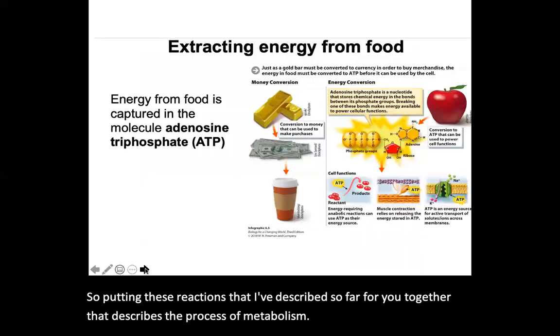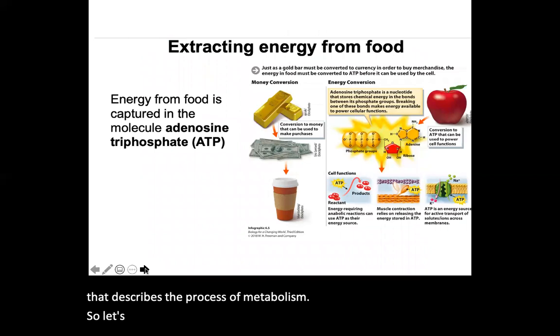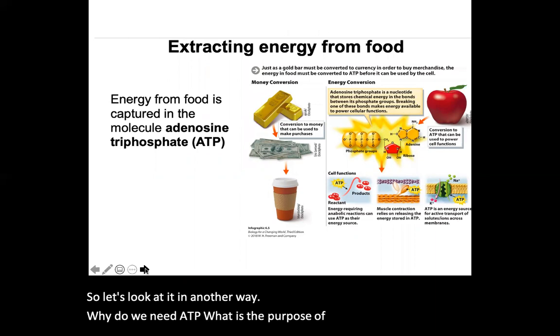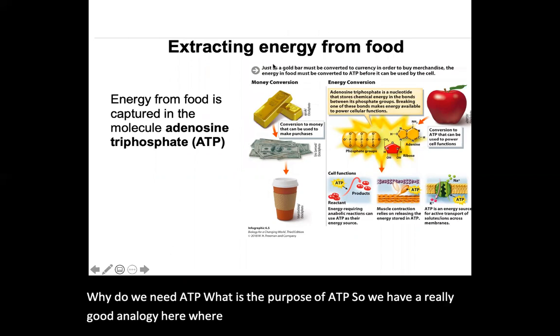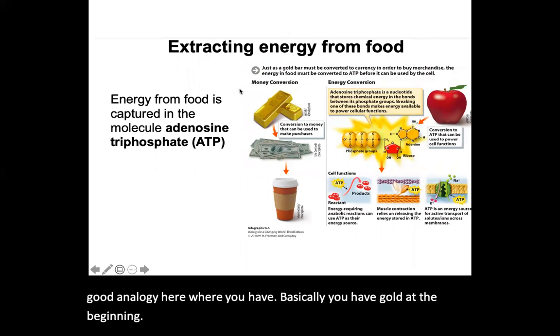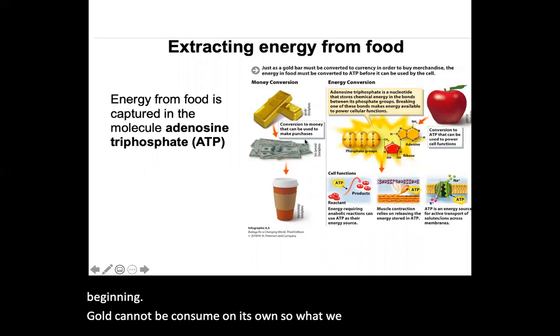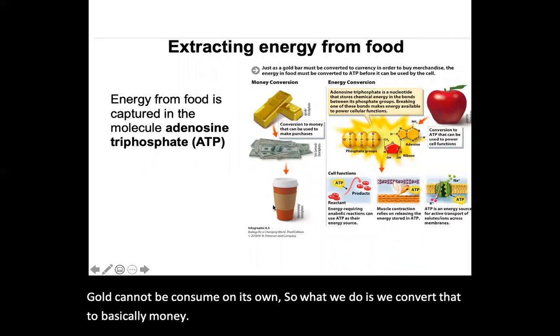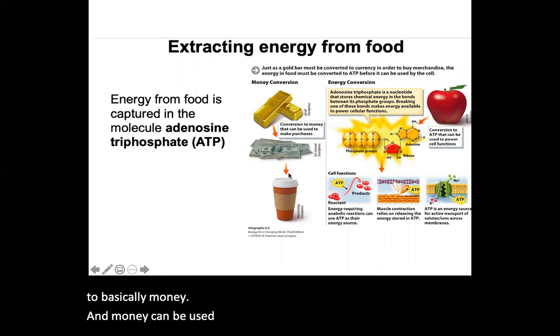So let's look at it in another way. Why do we need ATP? What is the purpose of ATP? We have a really good analogy here where you have gold at the beginning. Gold cannot be consumed on its own. So what we do is we convert that to money. And money can be used for us to, let's say, purchase your coffee.